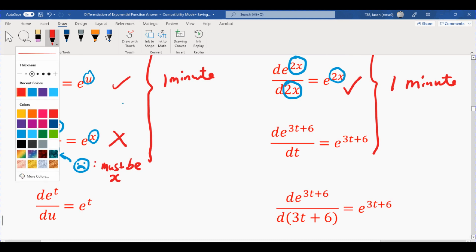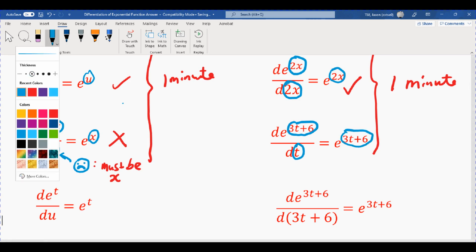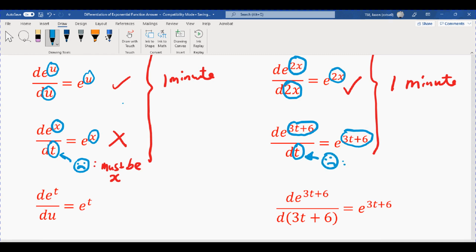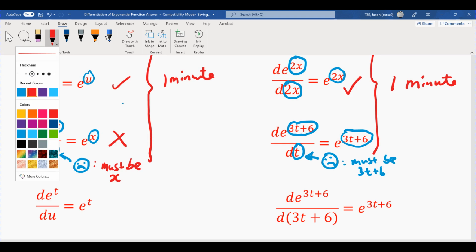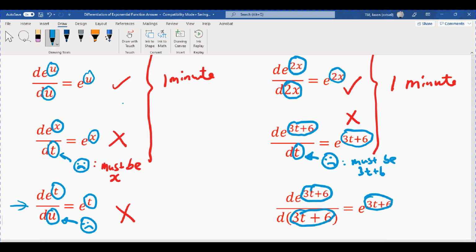Okay, so let's go to this one. 3t plus 6, 3t plus 6. No, the problem is here. It must be 3t plus 6. So that means this one's wrong. How about the one here? It's the t, u, t. Oh, no, not good. So not right. And how about the last one? 3t plus 6, 3t plus 6, 3t plus 6. Yep, so this one is correct.